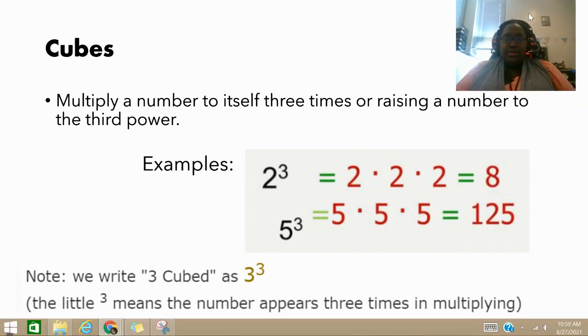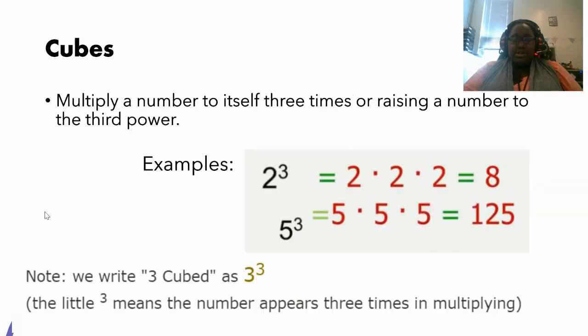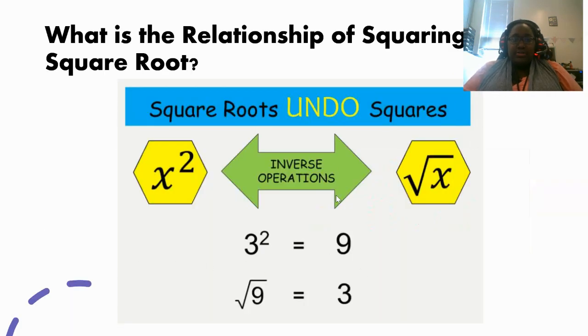Here's another vocabulary word. Please make sure you guys copy down the inverse relationship in your notes. Please make sure you copy this down. So remember that square roots undo squares. They're inverses of each other.